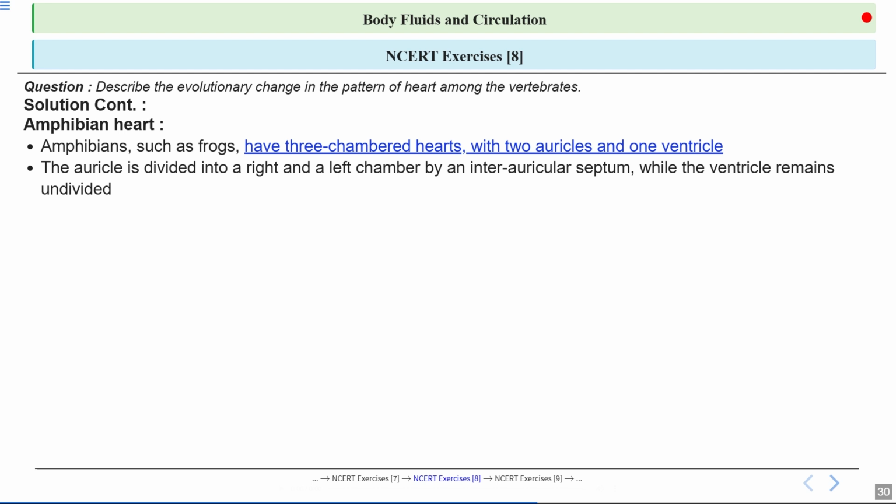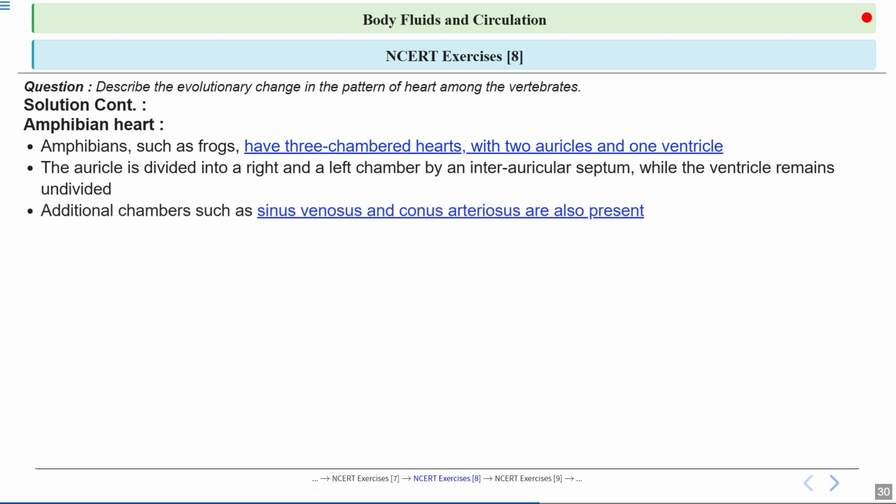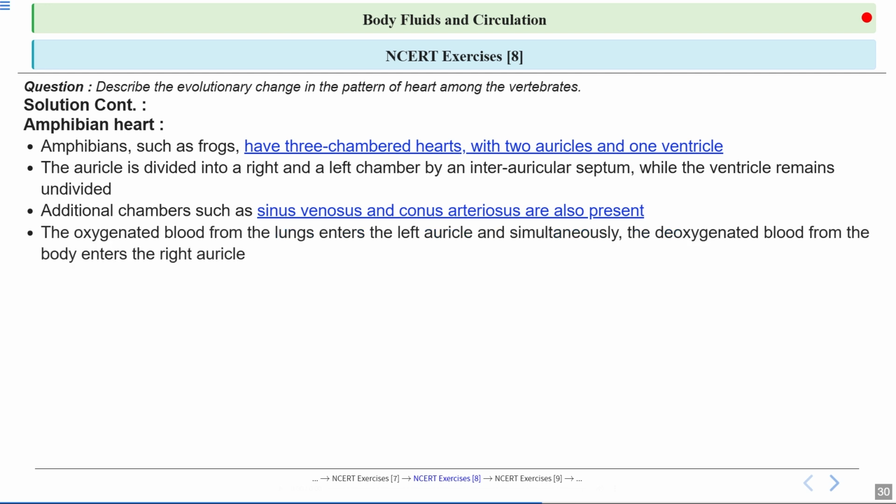The right and left auricles are separated by a wall, but the ventricle is undivided. So this means that while the blood enters separately, it mixes in the ventricle before being pumped out. In addition to the main chambers, amphibians have extra structures called the sinus venosus and conus arteriosus. These help manage the flow of blood into and out of the heart, acting like extra checkpoints or valves.